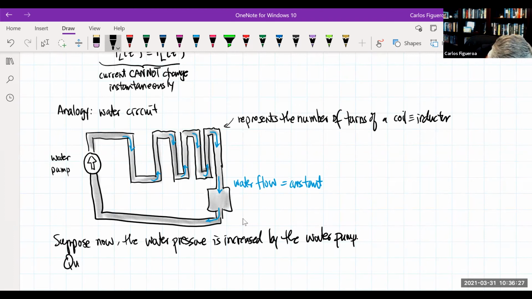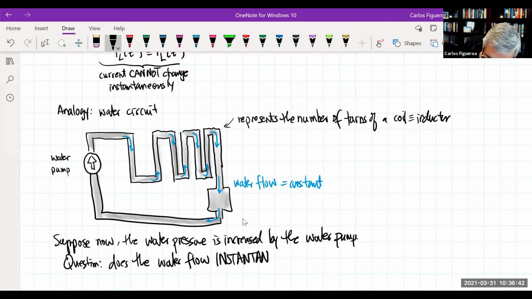Question: does the water flow instantly change at the load? And remember, this is what I called the load right there.